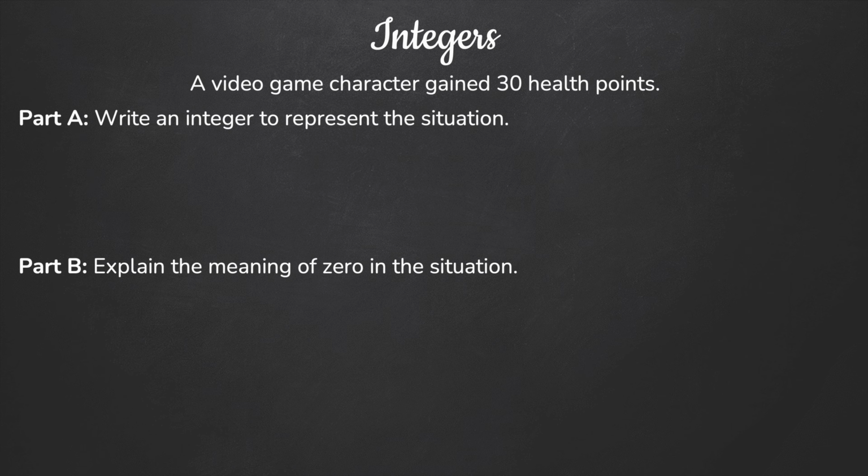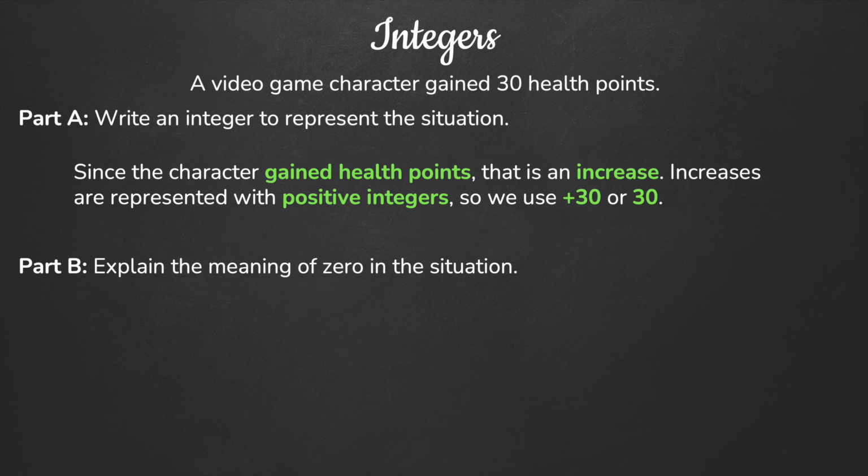Our final example says a video game character gained 30 health points. Part A says to write an integer to represent the situation. Since the character gained health points, that is an increase. Increases are represented with positive integers, so we could use positive 30.